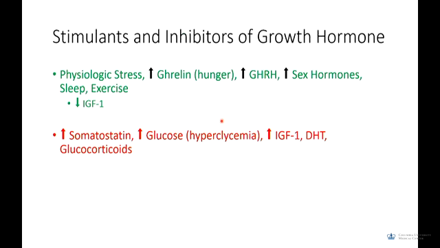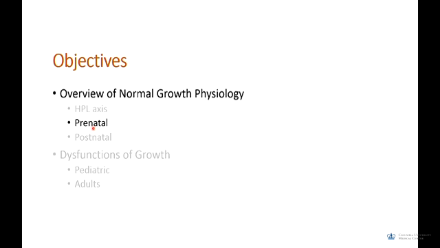So in this slide, I've summed up everything that will inhibit and stimulate, but I really want to draw attention to somatostatin, because that's the main inhibitor at the hypothalamus to shut down growth hormone. And it's definitely a treatment standard that we'll talk about later. Next, we're going to talk about prenatal growth.